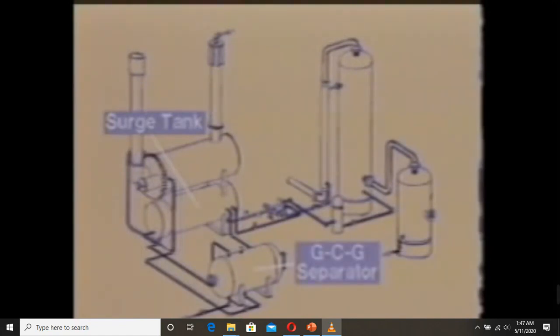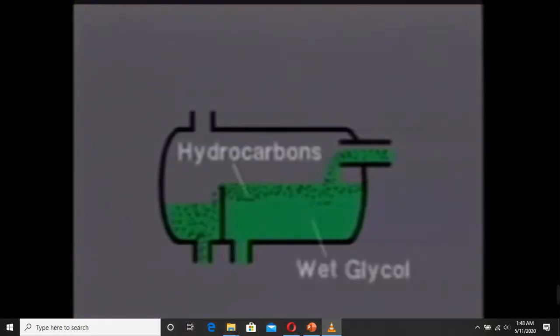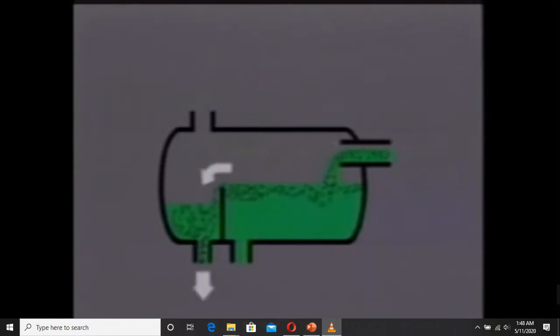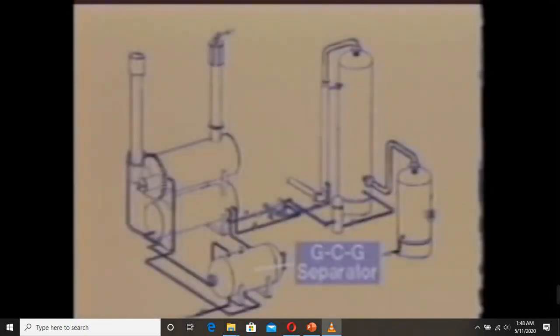After leaving the coils in the surge tank, the wet glycol enters the gas condensate glycol separator. Now, the purpose of this vessel is to remove the gas and condensate hydrocarbons that were accumulated by the glycol on its path through the contactor. Heat will cause the hydrocarbons to separate from the wet glycol solution. Now, this hydrocarbon condensate is skimmed off the glycol and disposed of, and any remaining gas vapors will exit at the top. From the gas condensate glycol separator, the wet glycol then flows in a tube through the reboiler where it's heated slightly before it enters the still column.